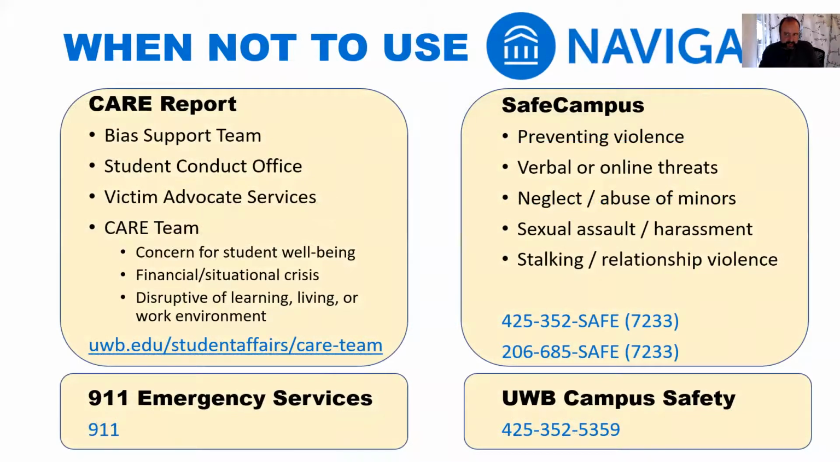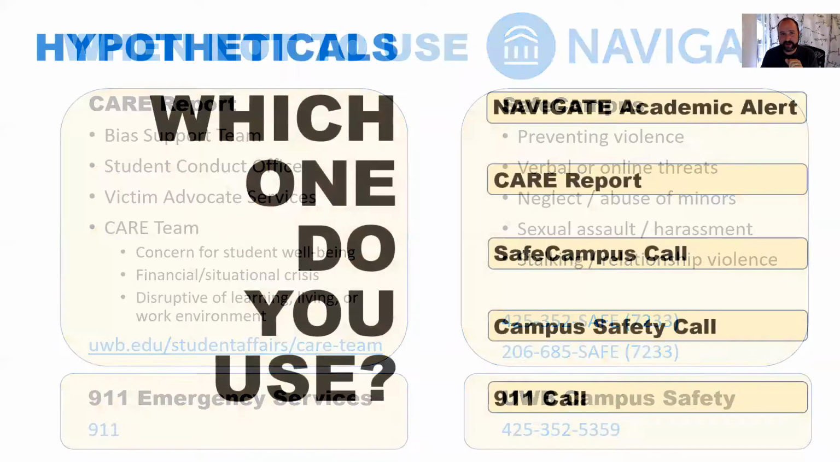When would you not use Navigate? Now, this gets a little confusing because there are some overlaps, right? There are four other services that feel very similar to some of the things that you might issue an alert for: Care Report, Safe Campus, 911, and Campus Safety. I want to discuss those really quickly to try to differentiate when you would use those four services as opposed to using a Navigate academic alert, right?